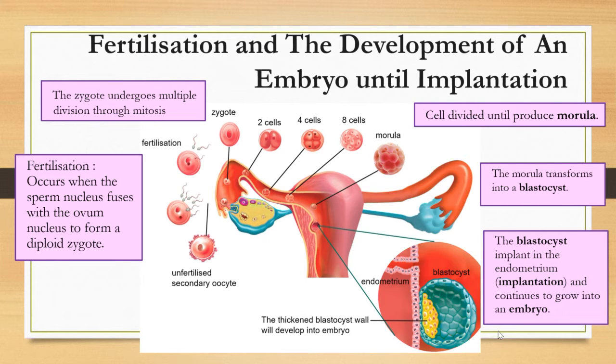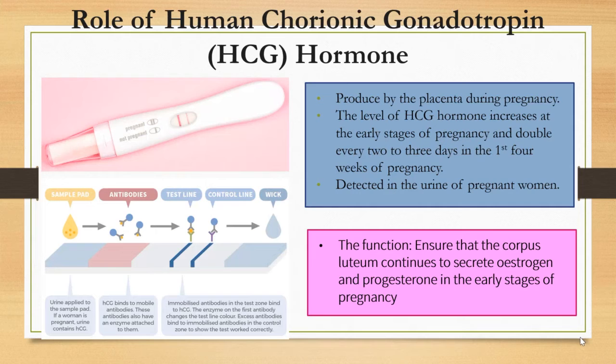I hope you can understand the fertilization process, the development of an embryo, and also the implantation process. After the embryo stages, this embryo will grow bigger and bigger and develop into the fetus. Next we go to the role of the human chorionic gonadotrophin hormone, or we call it HCG.